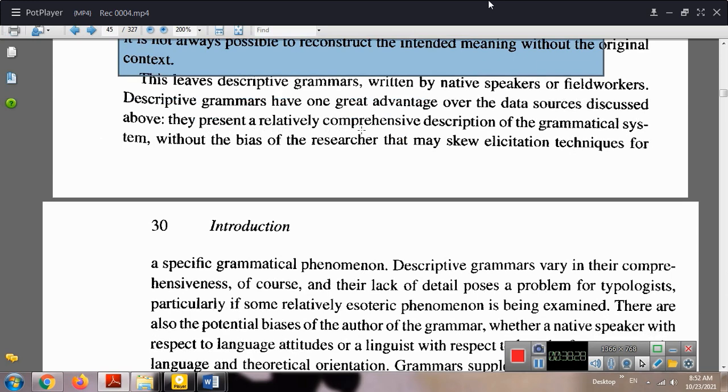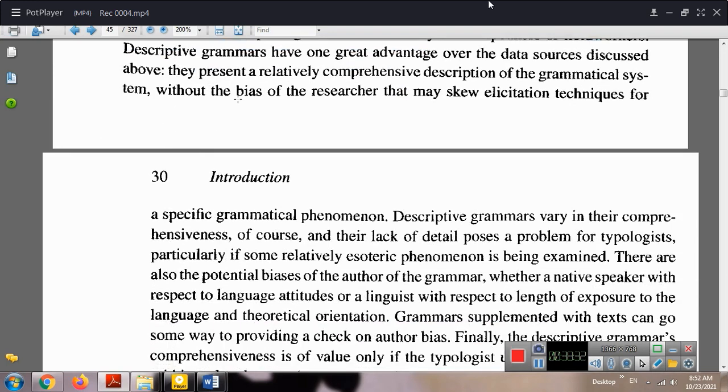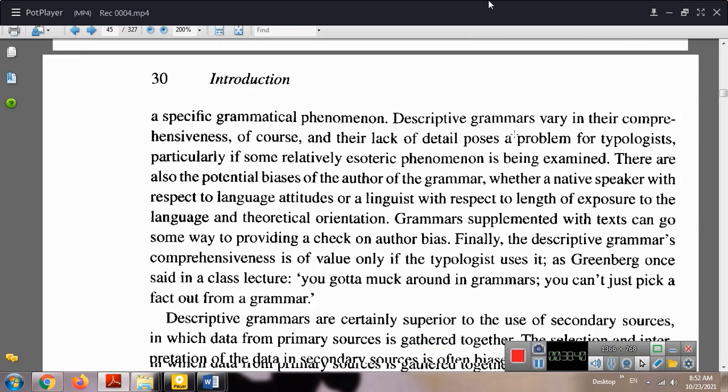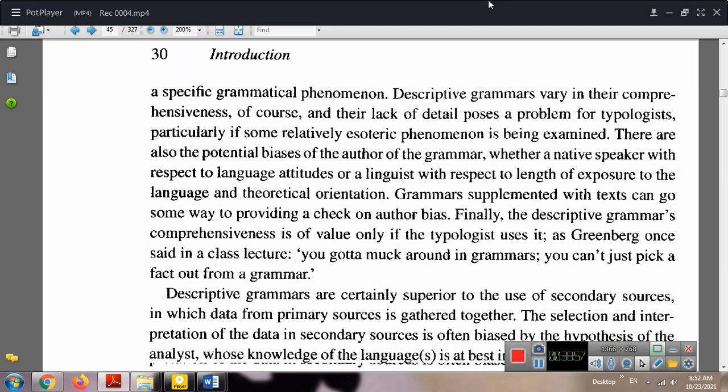They present a relatively comprehensive description of the grammatical system without the bias of the researcher that may score elicitation techniques for a specific grammatical phenomenon. Descriptive grammars vary in their comprehensiveness, of course, and their lack of detail poses a problem for typologists, particularly if some relatively esoteric phenomenon is being examined.